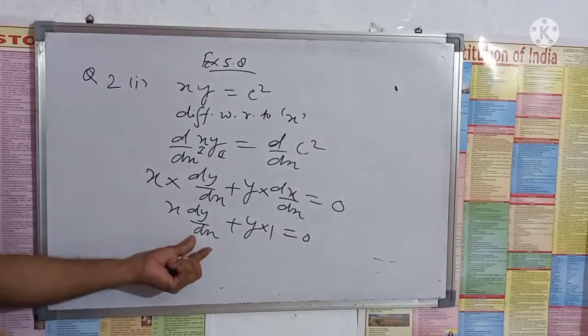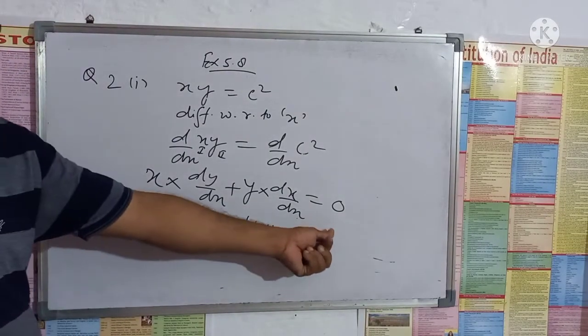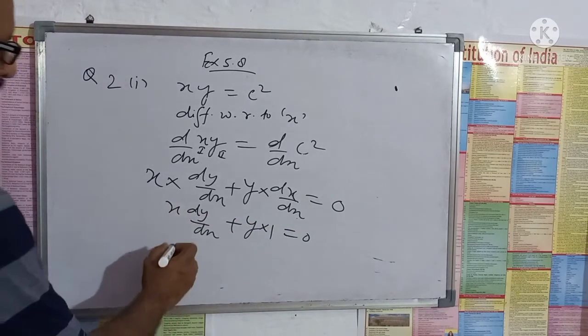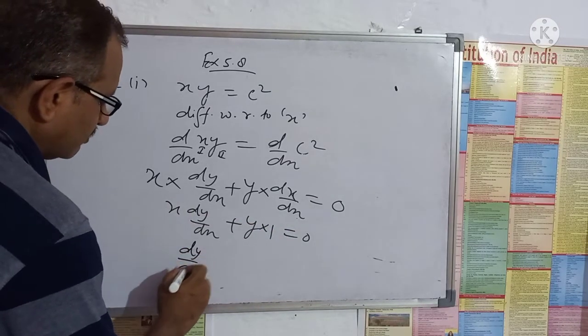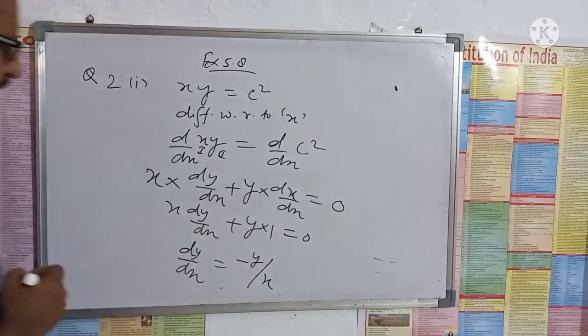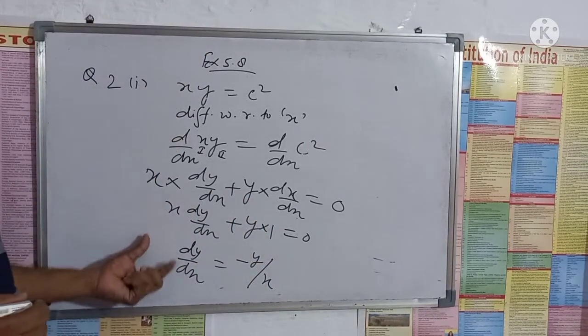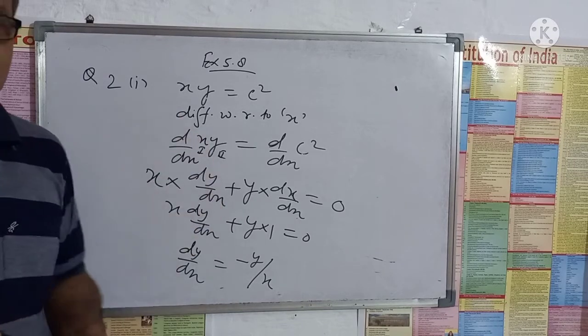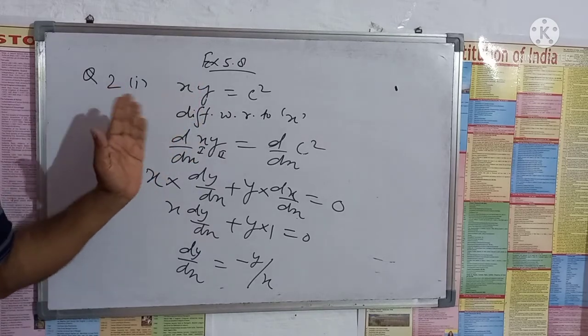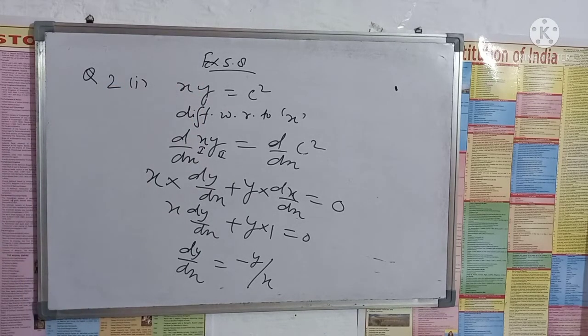We have to find dy by dx. So we will transpose y to the right side. It will be minus y, and then divide by x. So what will be dy by dx? It will be minus y by x. So in this way, we can find the derivative in case of implicit form, by differentiating the equation with respect to x. So that was question number 2, first part.